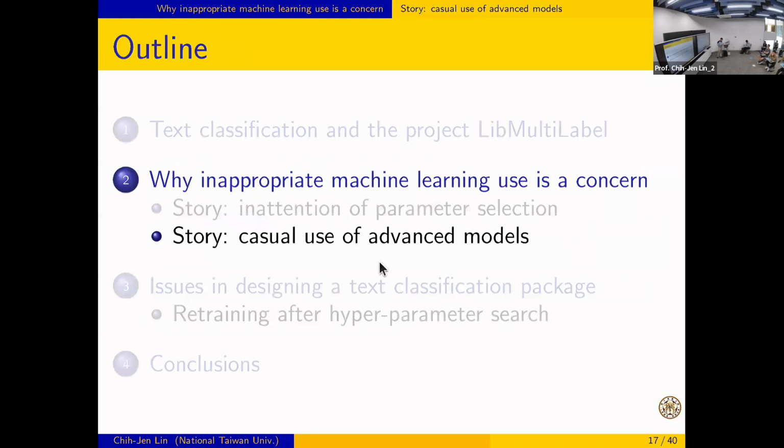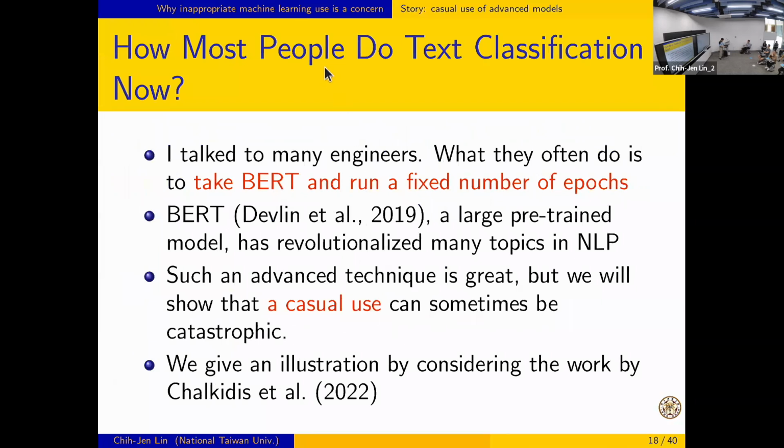Now let's move to the next story. The title of this story is about the casual use of advanced models. So let's see something I found out. Now let's ask a question. How do most people do text, or say document, classification right now? I talked to many engineers. And what they often do is like this.